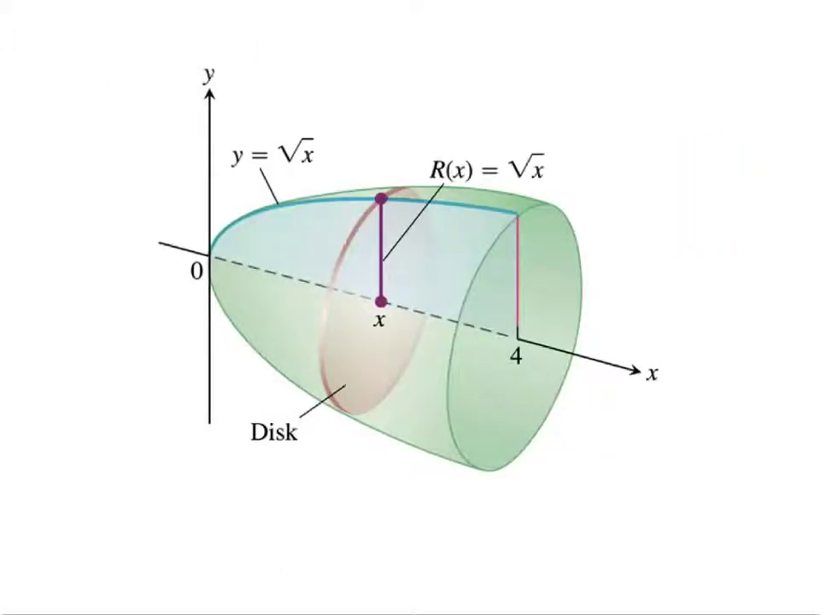Since I know my drawings aren't spectacular, here's a picture of that solid done with a little bit of perspective and some better colors. And you can see that that slice, that disc that we're pulling out, is indicated right here. And the radius, of course, is just the square root of x, which is y.